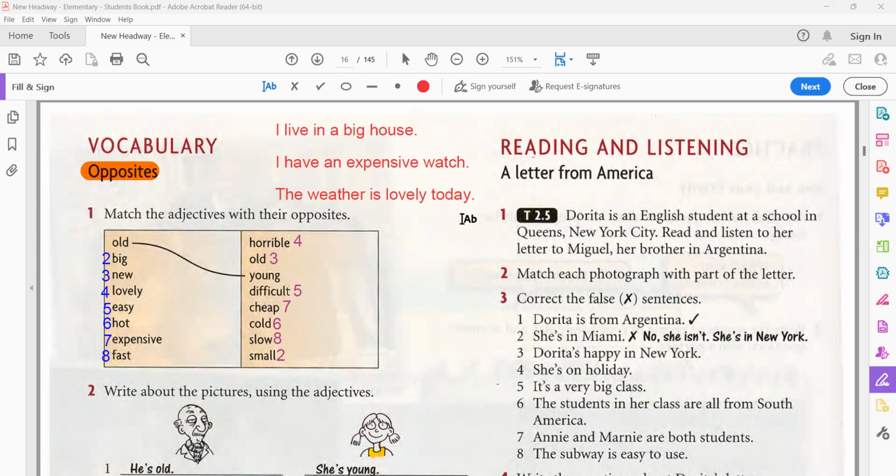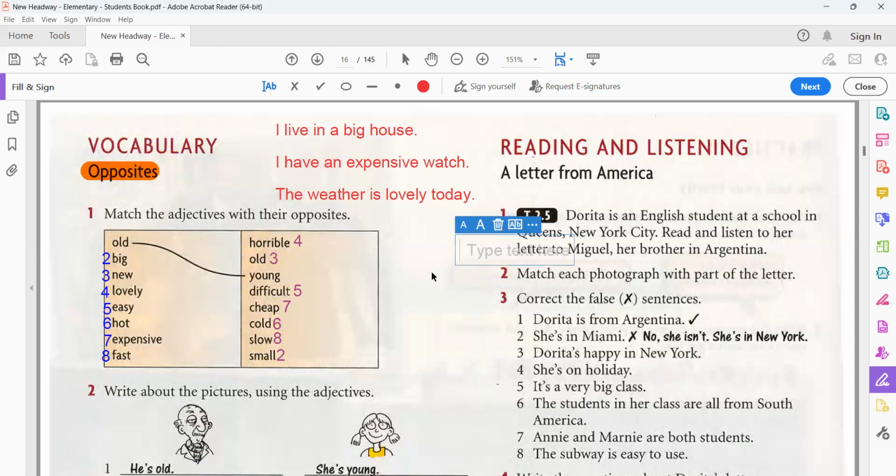The weather is lovely today. We don't say the weather is a lovely. Lovely is an adjective. It comes after the verb to be, and we don't use a or an before the adjective because we don't have a noun. If the noun is plural, we don't use a or an. You can say, I have expensive watches, or I have expensive t-shirts.